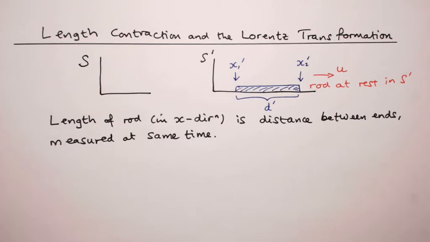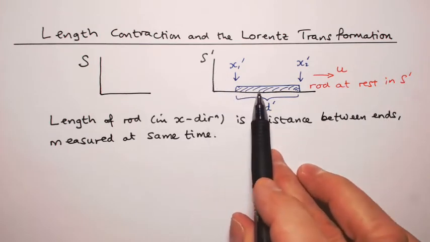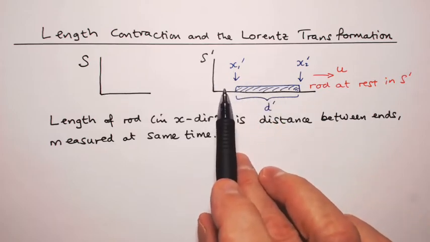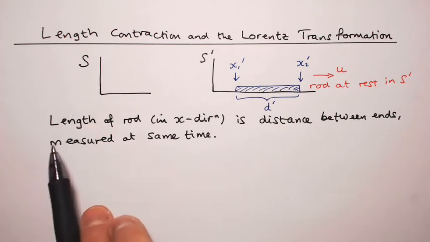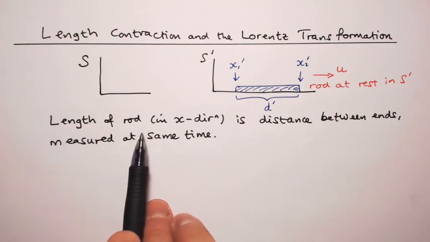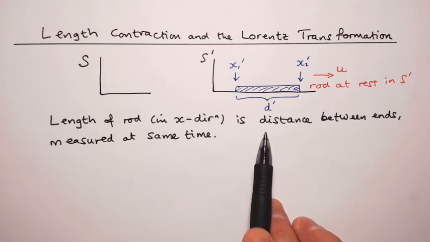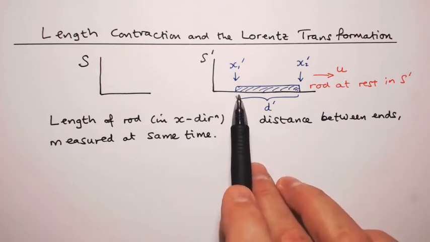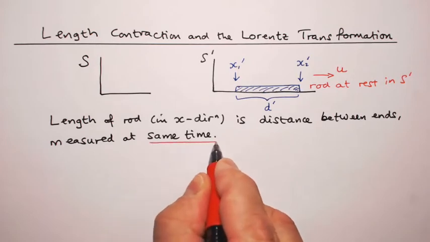Now let's look at length contraction using the Lorentz transformation. So how do we measure length? Well, let's consider a rod that is at rest in this frame S prime. This frame and the rod are both moving at speed u to the right relative to frame S. The length of the rod, this is very important, in the x direction, which is what we're measuring, is the distance between the ends. So it's the distance between the two ends measured at the same time. And that is very important, as we will see.